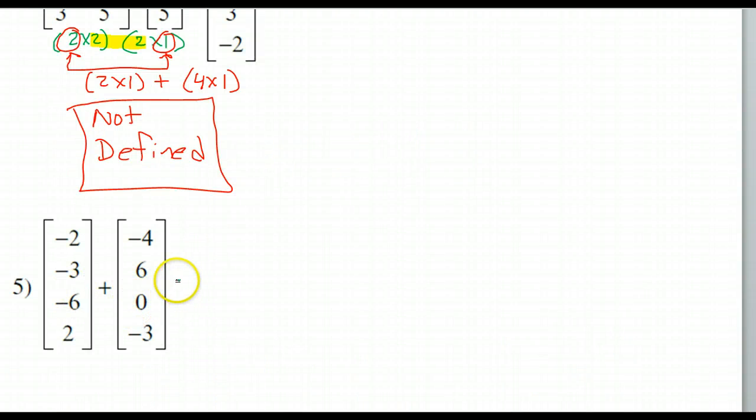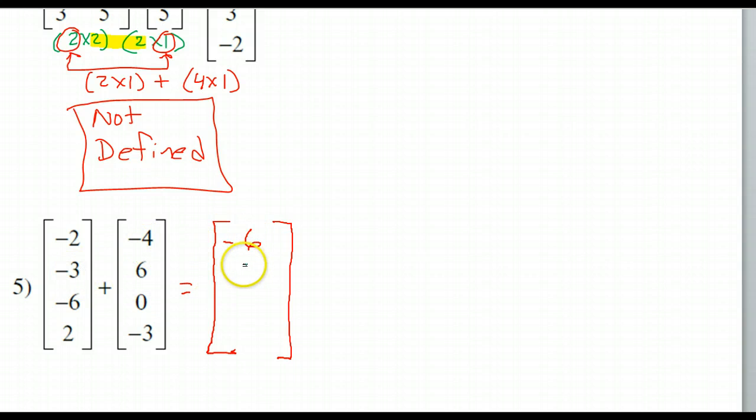All right, we are adding, and when you're adding, you are just adding corresponding terms. So the resulting matrix is going to have the same dimensions. -2 plus -4 is -6. -3 plus 6 is +3. -6 plus 0 is -6. And 2 plus -3 is -1. So that's it for number 5. We added and we're done.